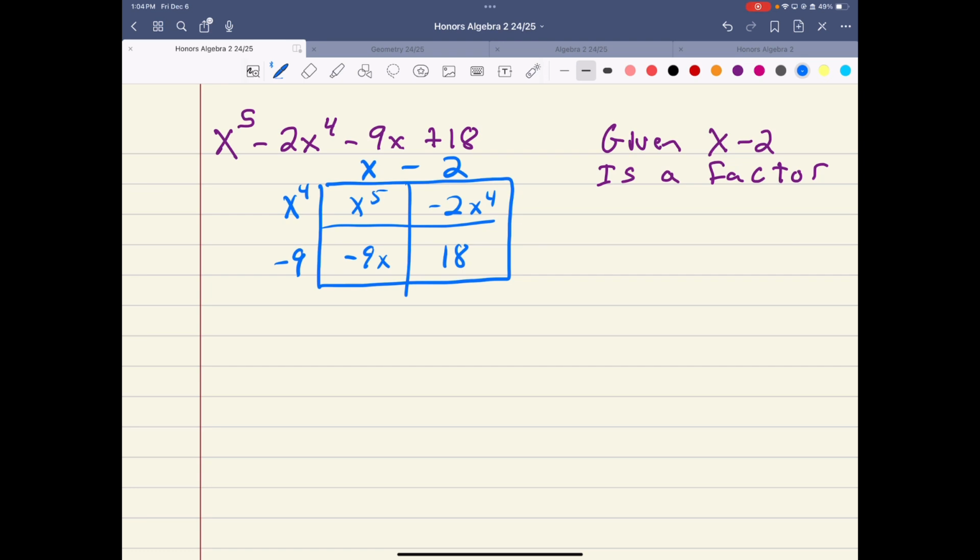So the box method worked on this one. I see no reason why you wouldn't do it. It's a whole lot faster than doing all that synthetic division and messing yourself up, probably because there's a 3 and a 2 there. So, it worked.